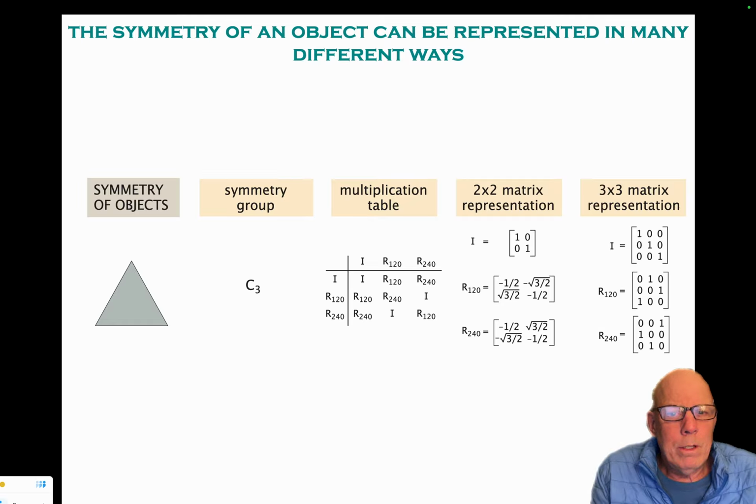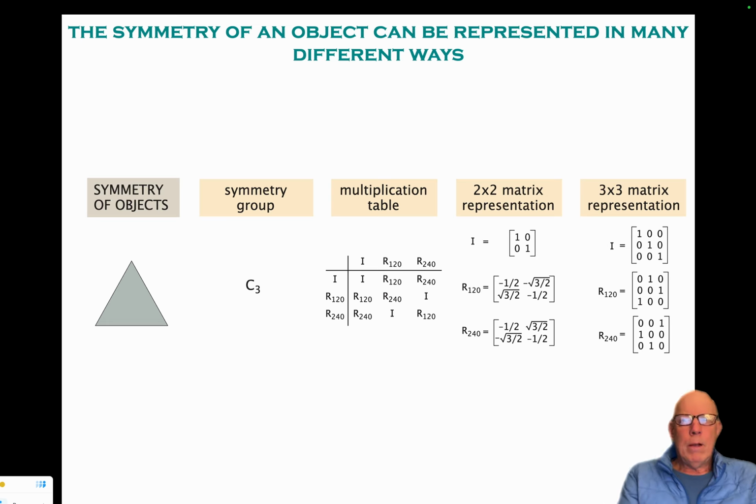The fancy words that we would use to describe that is that there's a group, there's a set of operations that I can perform on this object such that it is unchanged. And the simplest version of that is to represent it by this multiplication table. And I've got 3 operations that I can perform. I'm calling I the operation of doing nothing.